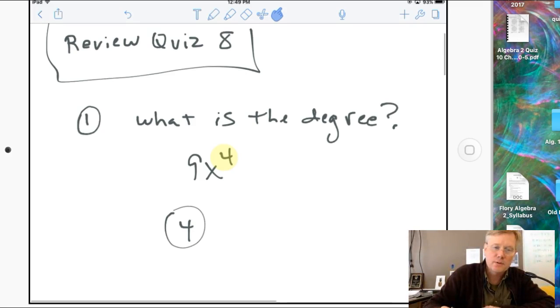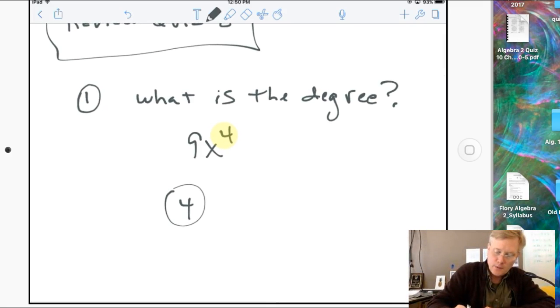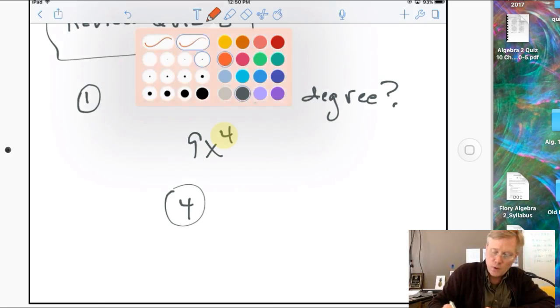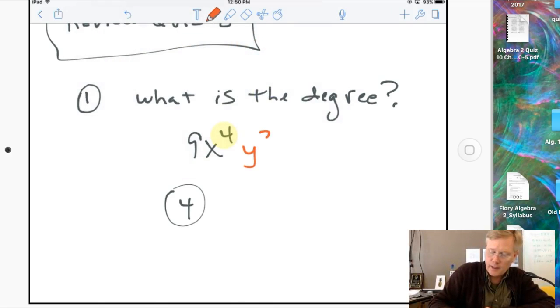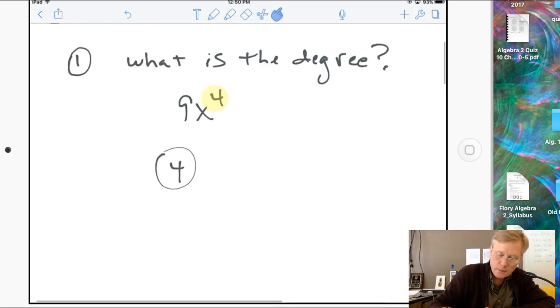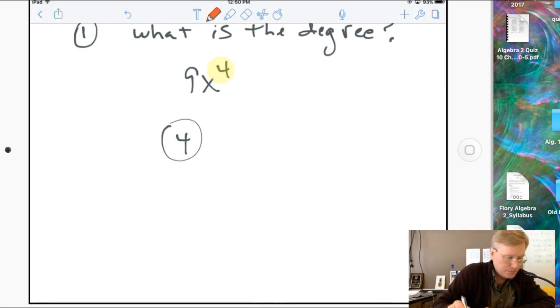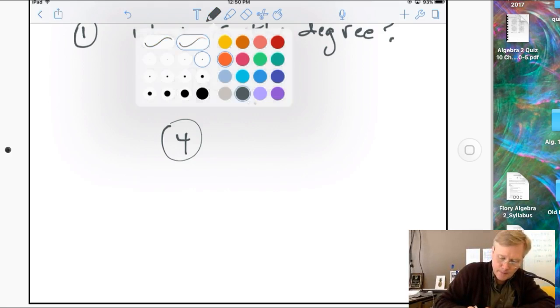If there were two exponents, like x to the fourth, y to the third, you would then add the 4 and the 3 and get a degree of 7. This is not that problem, but anyway. Number 2, addition problem.